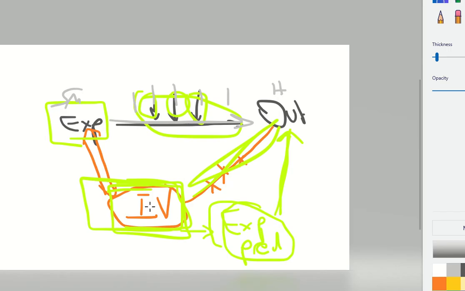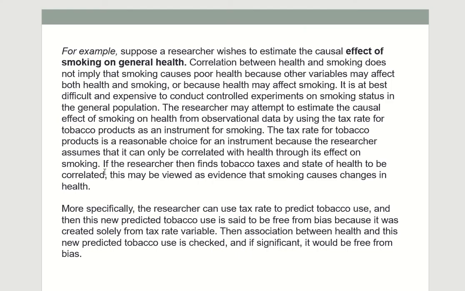So what's going to happen is that they're going to use tax. We know tax is related to smoking, right? The more you smoke, the more you're paying tax. But paying tax does not make any sense to be related to your health status. I mean, the more or less you pay tax, you're going to have better health? It doesn't make any sense. So we know that tax is not related to health, but we know that tax is related to smoking. Okay? Let's continue.